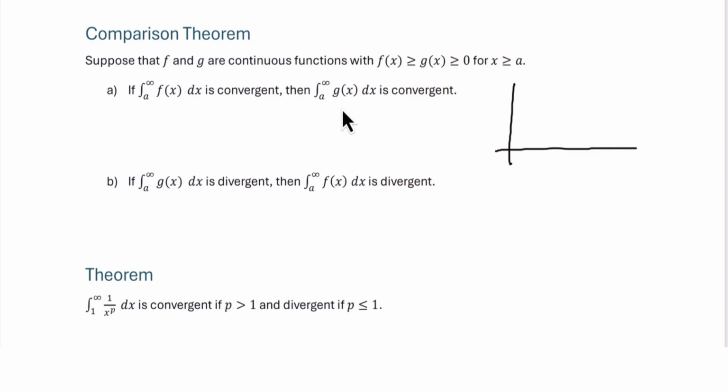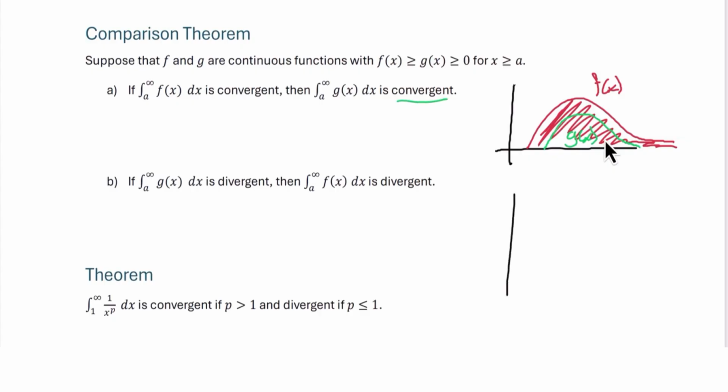If we have a function, let's call it f, and we're trying to measure the area under that curve, and we find that it is finite. It does converge to a finite number. And we have another function, g, that is smaller than f. Will it also converge? So let's say this is g of x. If we know f is a convergent integral and g is smaller than f, then g, by the comparison theorem, must converge as well.